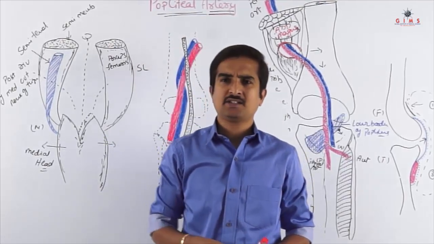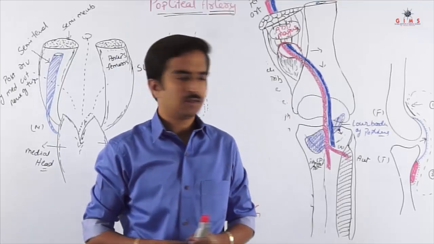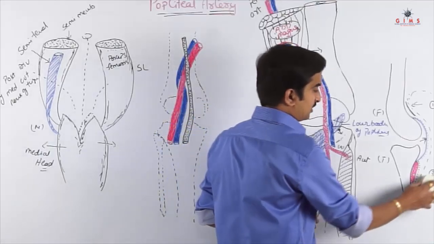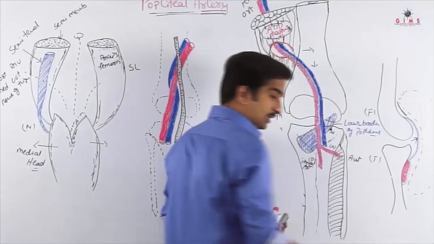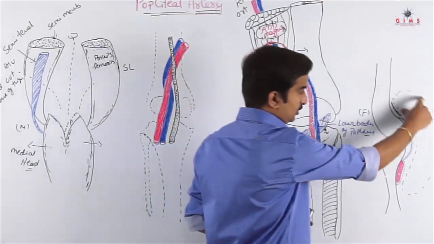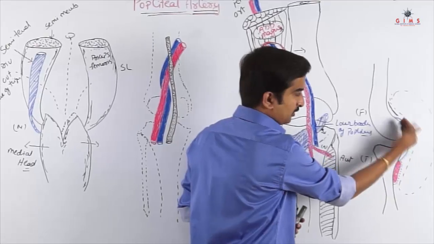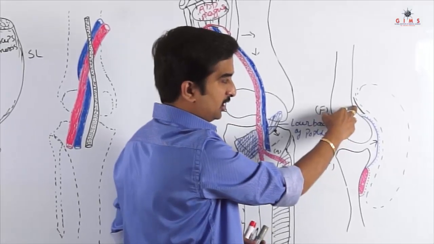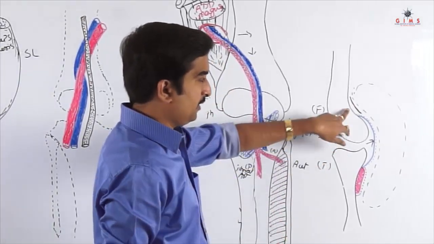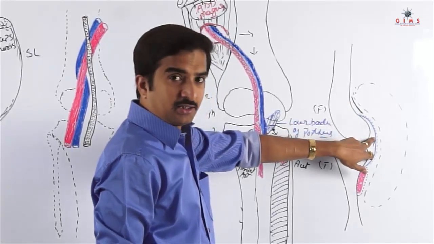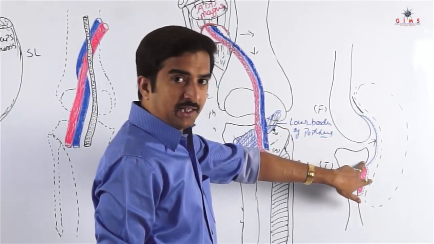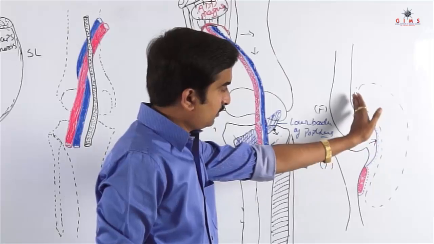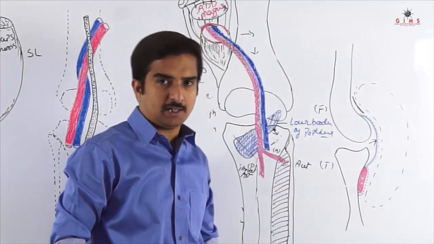In the relations, first let us discuss the anterior relations, or you can say deep relations. Okay, so let's see this picture. Remember, I told you this is the popliteal fossa. The floor of the popliteal fossa is formed by the popliteal surface of the femur, the capsule of the knee joint, and the oblique popliteal ligament, that is the strong popliteal ligament, and also the fascia covering the popliteus muscle. These are the structures which form the floor of the popliteal fossa.